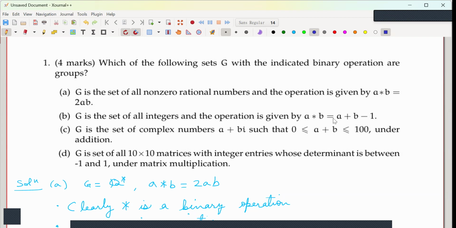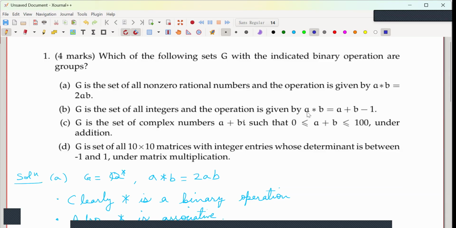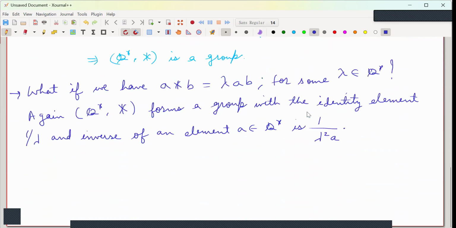Again, the binary operation is clear, because if A and B are two integers, then A plus B minus 1 is also an integer. So the binary operation is clear. You can also check that this operation is associative. Let me now solve part B. So star is an associative binary operation.